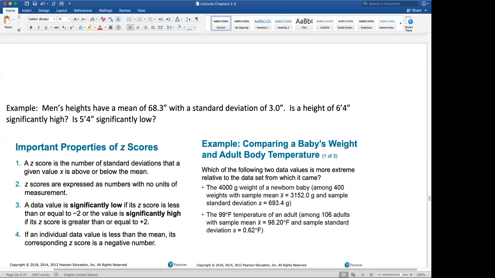First of all, for 6 feet 4 inches, we have to convert the unit to inches, because 6 feet is 6 times 12 inches. So 6 times 12 plus 4 inches, which is 72 plus 4, so 76 inches.